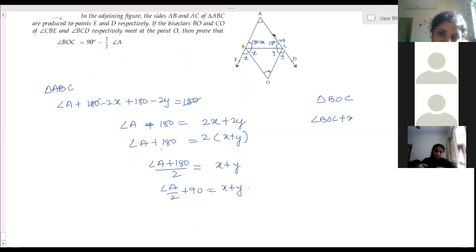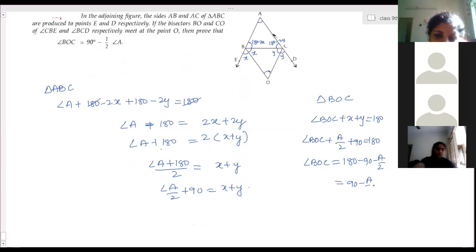Then in triangle BOC, angle BOC plus x plus y is equal to 180. Substitute the value of x plus y: angle BOC plus A by 2 plus 90 is equal to 180. Angle BOC is equal to 180 minus 90 minus A by 2, that is 90 minus A by 2.